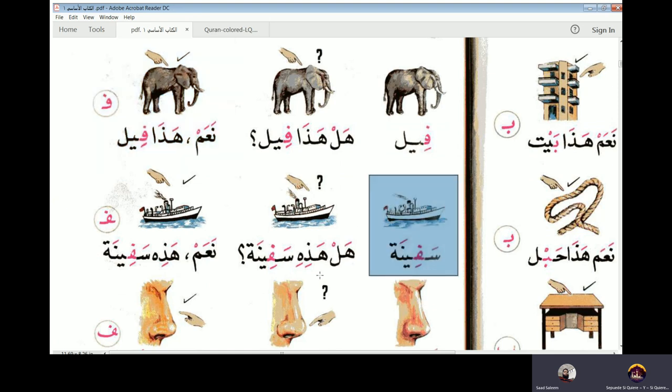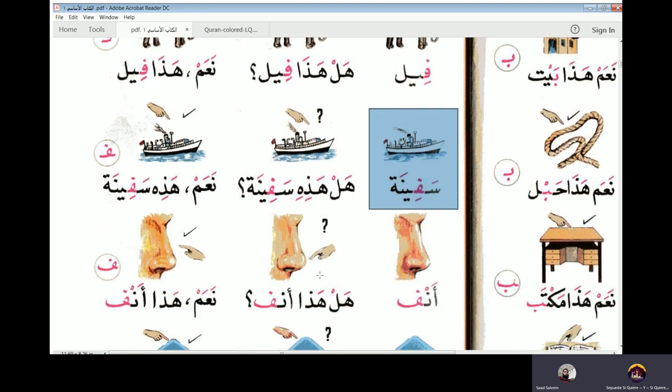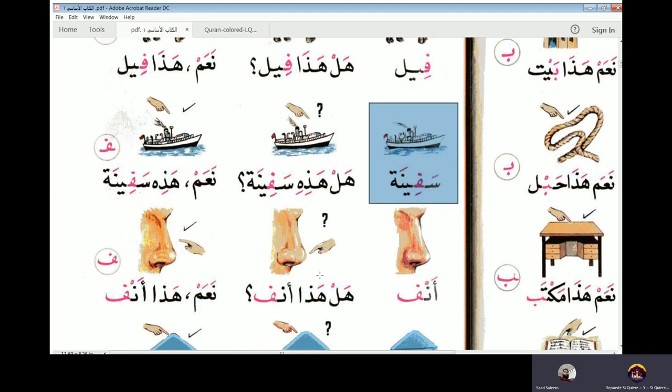Safina, with nun fatha. Yes. Both pronunciations are correct. You can say safina or you can also say safinah. And it is a boat? Ship. It is a ship. Okay, a ship.